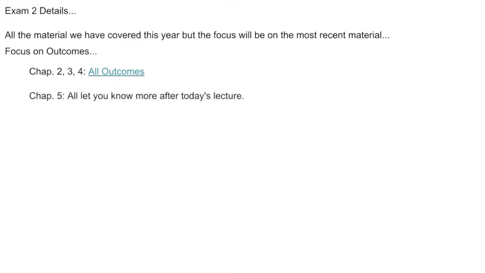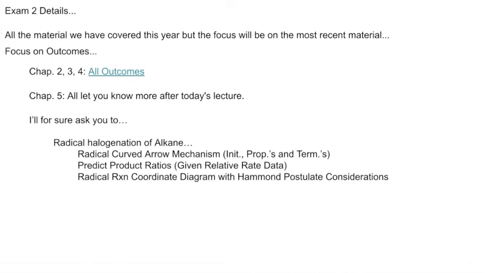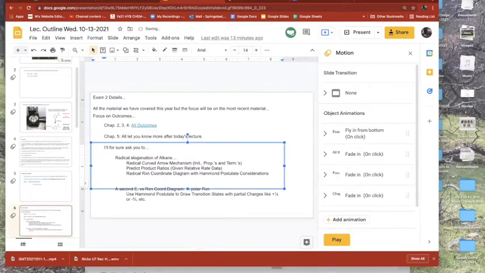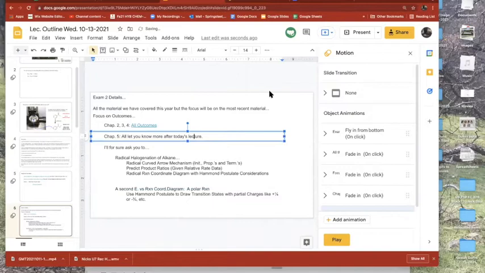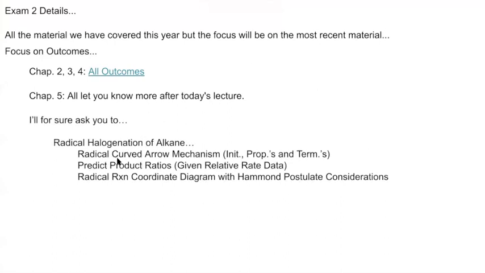And then chapter 5, I'll let you know after today's lecture how much of chapter 5 will be on there. I think I want to put a little bit, but we'll see. And then I'll for sure ask you to do radical halogenation of an alkane material, like brominations and chlorinations, fluorinations. More specifically, you should know the mechanism, the curved arrow radical mechanism, in your head. You should be able to see every step of it without even writing it, and then write it quickly and easily. And predict product ratios as well.